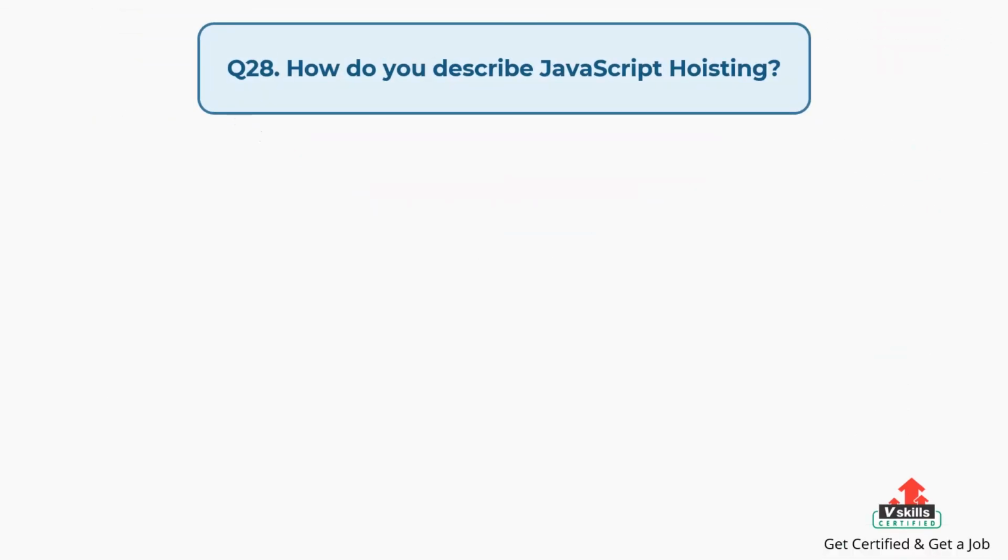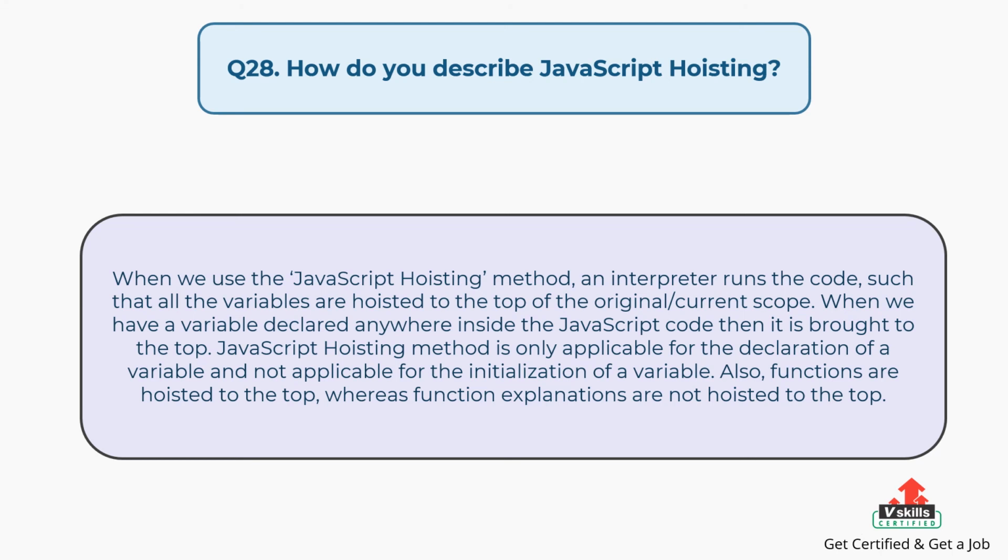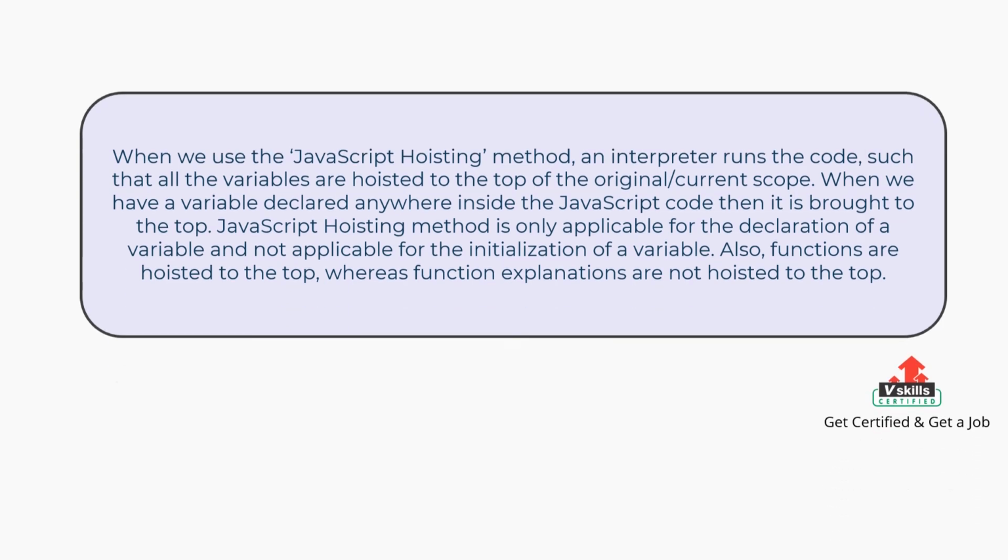Question number 28, how do you describe JavaScript hoisting? The answer is: when we use the JavaScript hoisting method, an interpreter runs the code, such that all the variables are hoisted to the top of the original or current scope. When we have a variable declared anywhere inside the JavaScript code, then it is brought to the top. JavaScript hoisting is only applicable for the declaration of a variable and not for the initialization of a variable. Also, functions are hoisted to the top, whereas function expressions are not hoisted to the top.